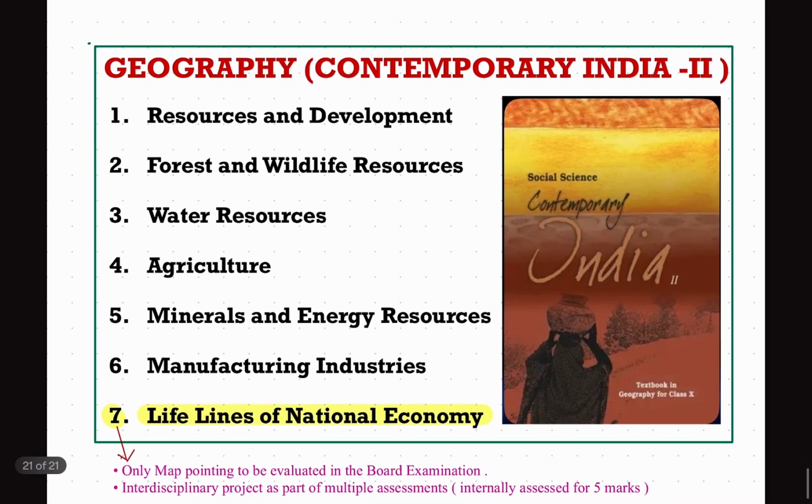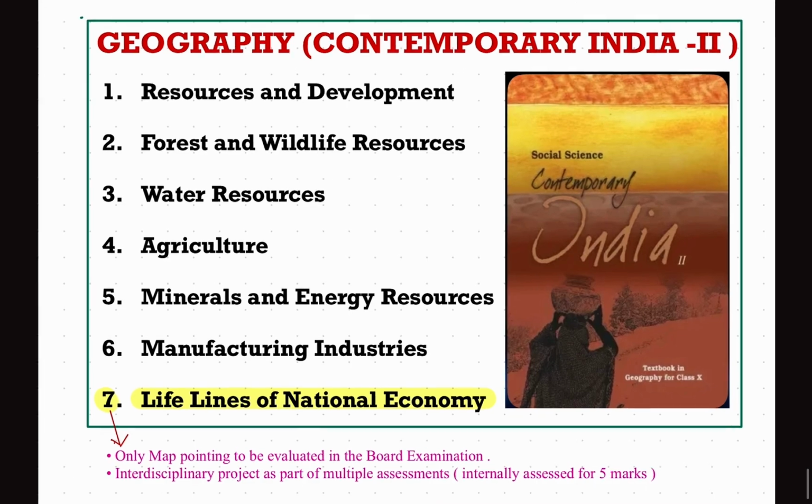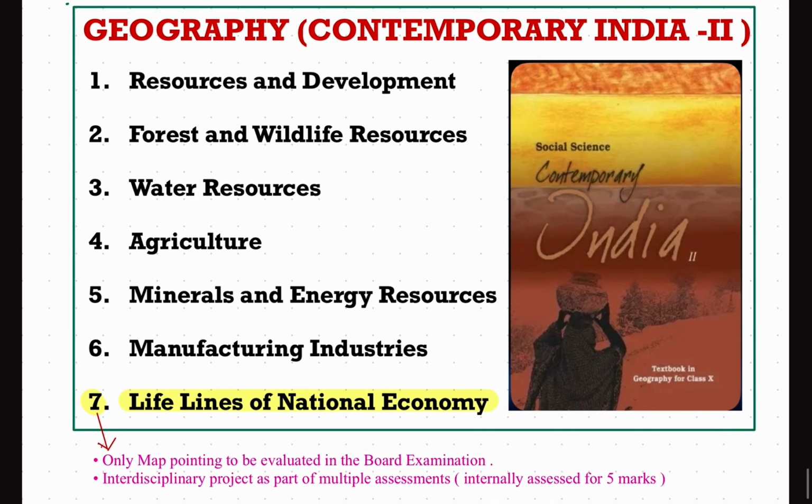And the last one here, geography. In this geography, we have 7 lessons. The first one is resources and development. Second, forest and wildlife resources. Third, water resources. Fourth, agriculture. Fifth, minerals and energy resources. Sixth, manufacturing industries. And the seventh chapter, the lifelines of national economy.